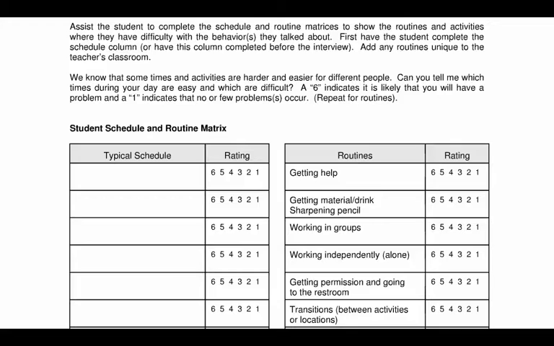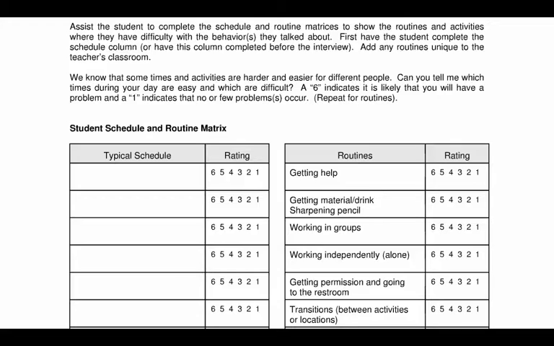It's a Likert scale. The 6 indicates that it's likely the person will have a problem, and the 1 indicates that there's typically not a problem or very few problems associated. So for example, the individual may list math class, or they may list language arts, and indicate the level of difficulty, or whether that particular scheduled activity, the class activity, is one that gives rise to difficulties.